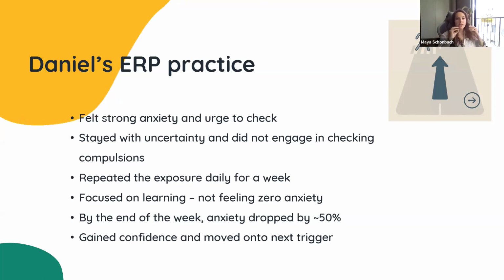but he reminded himself that the goal isn't to have zero anxiety, it's really to teach his brain that he can withstand the distress, withstand the uncertainty. So doing this, he was able to push through. And then by the end of the week, after practicing it again and again, doing the same route, his anxiety dropped. He did notice that it dropped by about 50%. And then once that felt manageable, he moved on to the next trigger, driving over bumps without looping back.